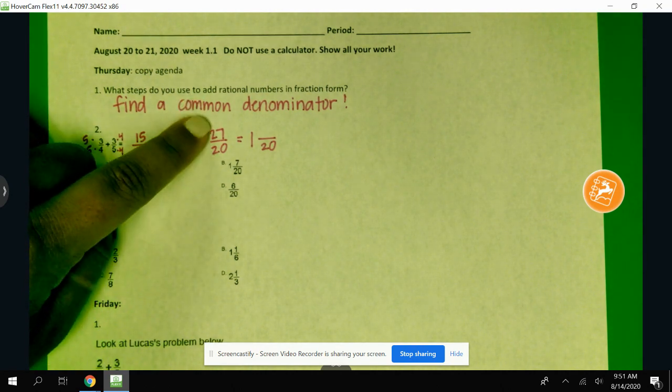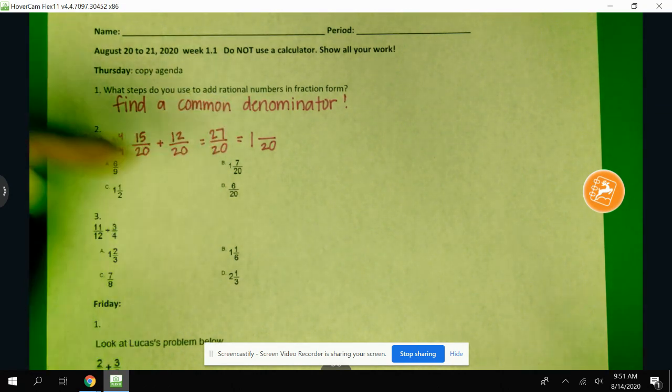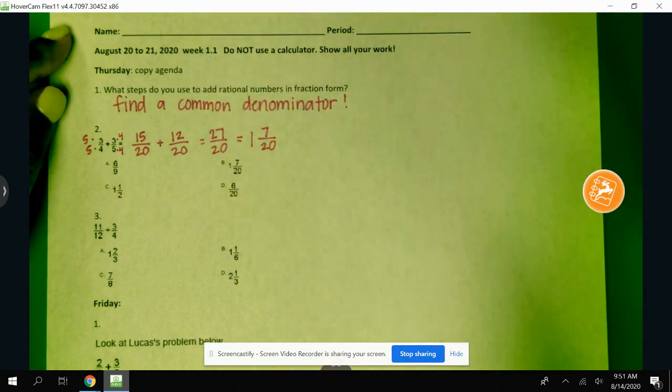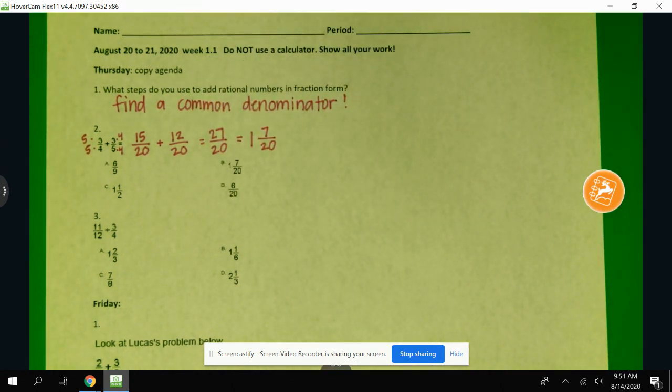Okay, so 20 goes into 27 one time. And then how many do you have left? You have 7. Okay. So your mixed number is 1 and 7/20. And I cannot simplify that any further. So that's your answer, which is actually answer choice B. Okay.